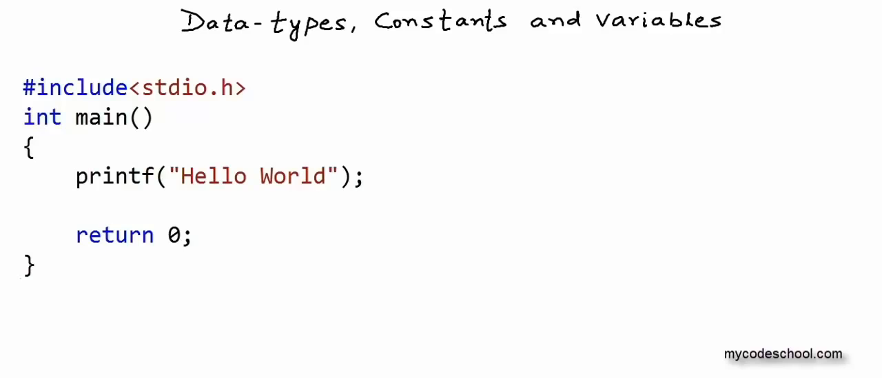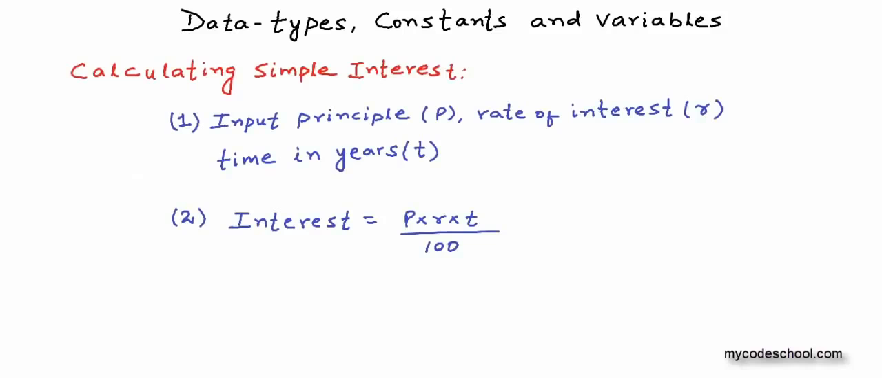Let's say we want to perform this task of calculating simple interest. The data that we will work upon will be principal amount, which will be a positive number. It can be a real number because it can have fractional part. Rate of interest, once again, it can be a real number because it can have fractional part. Time in years will be a positive integer. To calculate the interest, we will have to perform 2 multiplication operations and 1 division operation. We will have to use this formula.